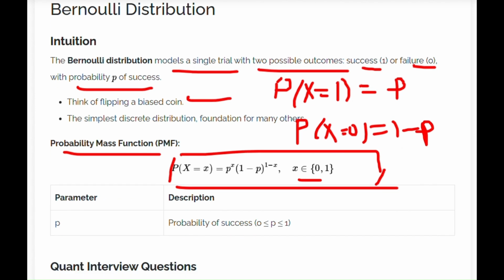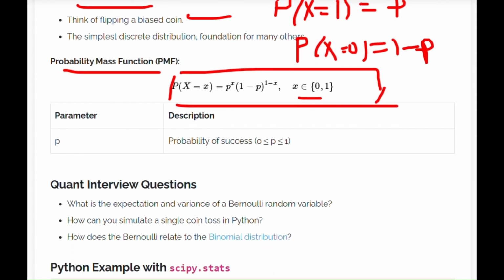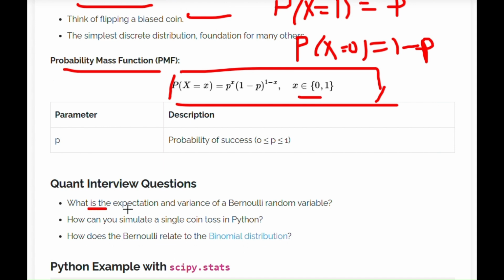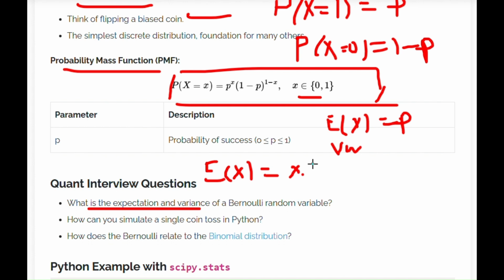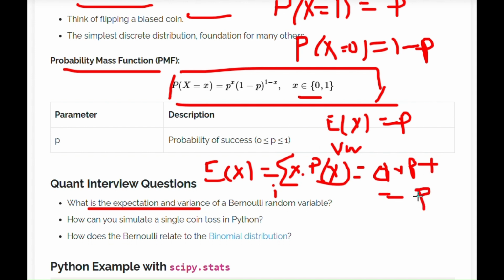This has a single parameter p, which is the probability of success. Some common questions pertaining to this are: what's the expectation and variance of Bernoulli? So the expected value is given by p, and the variance is p times 1 minus p. To calculate it, you can use the definition of expectation, which is x times p of x summed over all x. So here it's either 0 or 1. So 0 times 1 minus p, that's 0. So this will give you p.